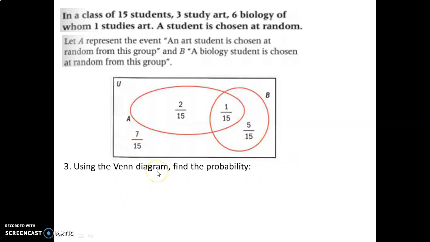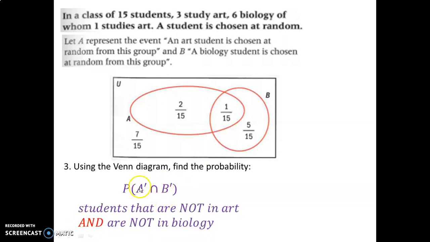So using the Venn diagram, find the probability, this one right here. So see if you can find that. Okay, for this one, it is important to remember what these symbols mean, the little apostrophe. That means not, or the complement of A. So here we have the probability of things that are not A and, because intersection means and, are not B. So things that are not in A and are not in B are the things that are outside here. So students that are not in art and not in biology, well, it's 7 out of 15. It's the students out here, the remaining 7 that study neither art nor biology.